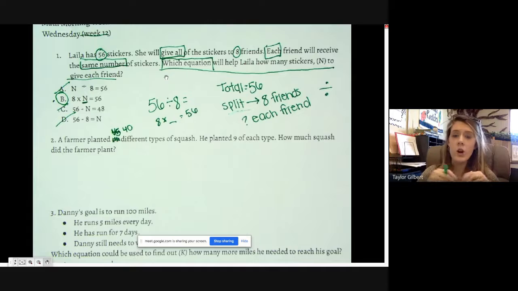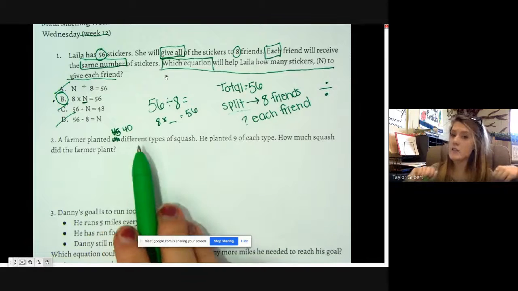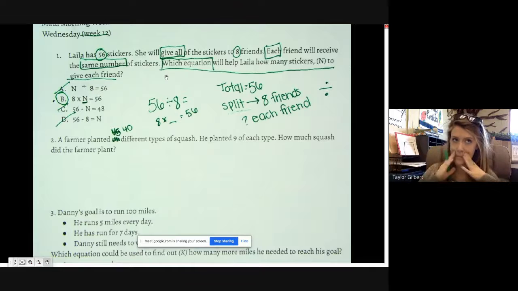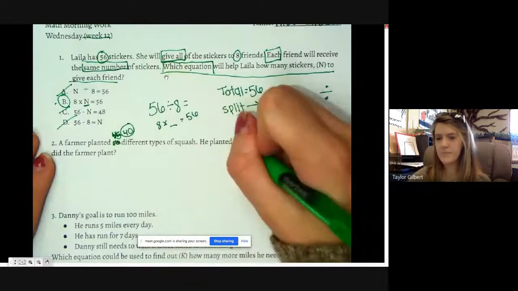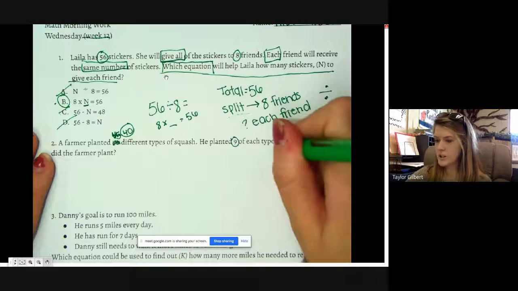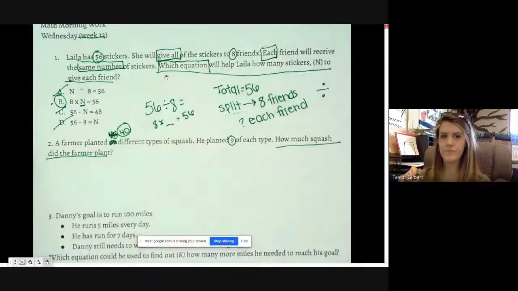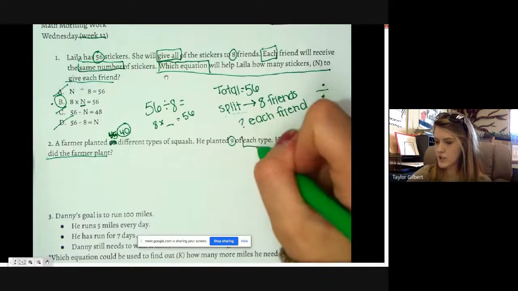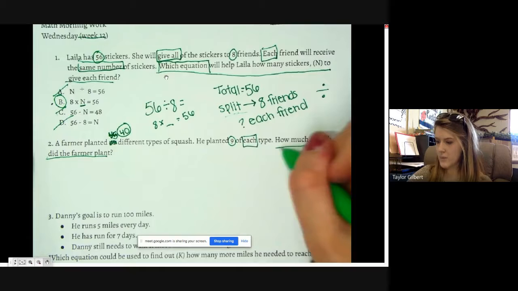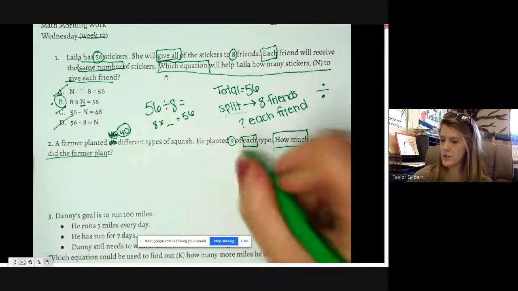Did they give us the total amount of squash? Now, they gave us the different types, but not the total amounts. So we have to find the total. I see the word each. I think we have to multiply, but let's check. Circle the numbers, 40 and 9. How much squash did the farmer plant? Okay, box math action words, each. How much? Then we make a list.